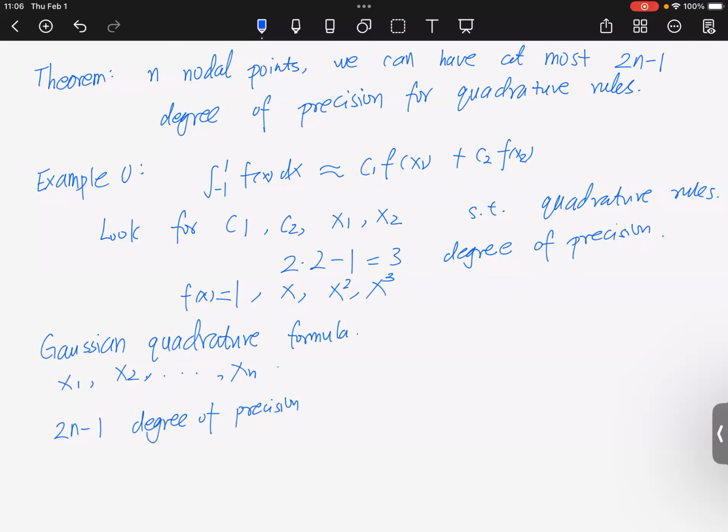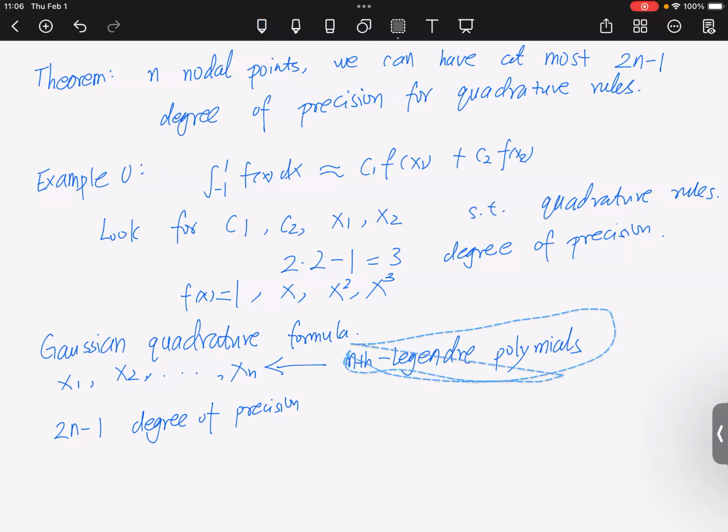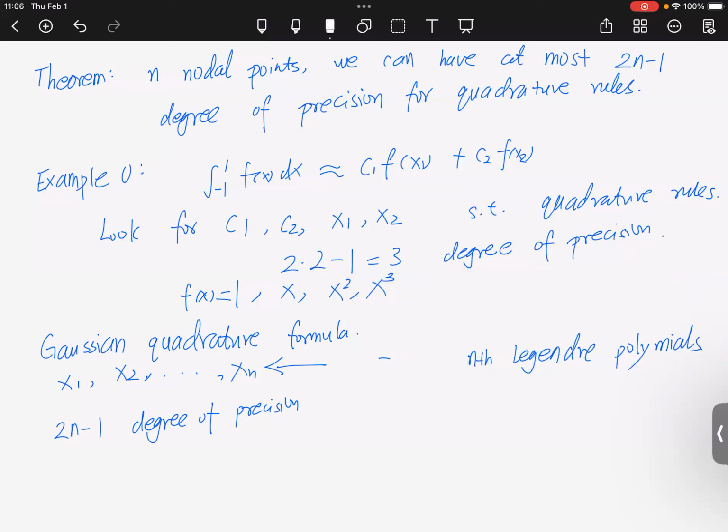For the nodal points, how can we find them? We have n nodal points, and we solve the nth Legendre polynomial and get its roots. The nth Legendre polynomial has degree n, and it has simple real roots. Simple means that the roots are not repeated, and real means that each root is a real number. We don't have complex numbers here.